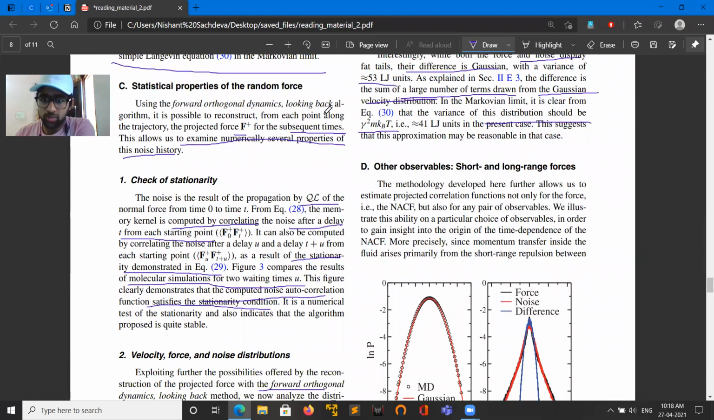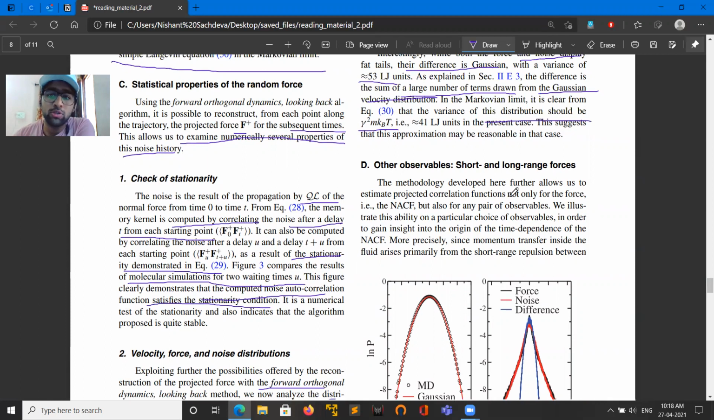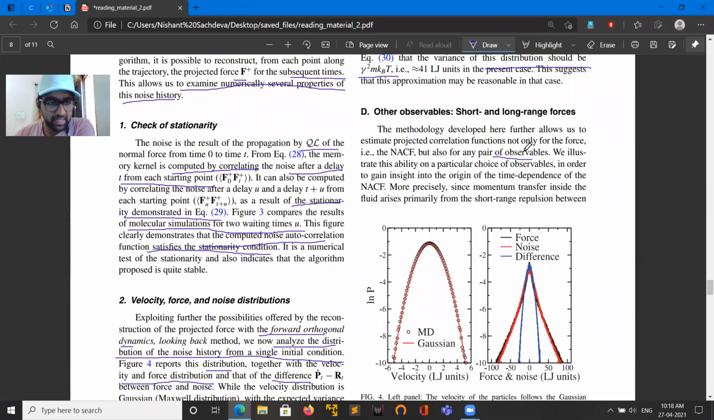Now we go to the other observables, short and long range forces. The methodology developed here further allows us to estimate projected correlation functions not only for the force, that is the NACF, but also for any pair of observables. To illustrate this ability on a particular choice of observables, in order to gain insight into the origin of the time dependence of the NACF, we have done this for the two ones, now we're doing it for two other ones.